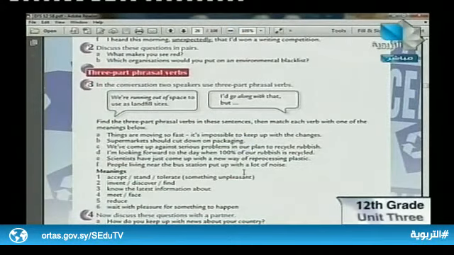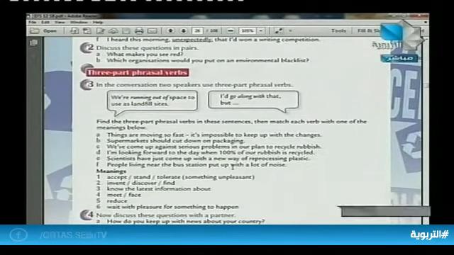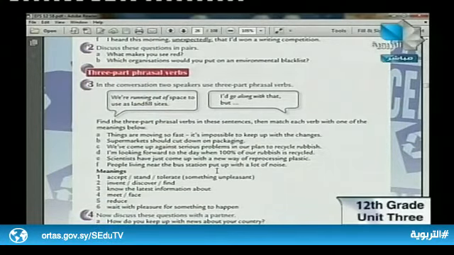People living near the bus station put up with a lot of noise. Put up with is a phrasal verb, and it goes with the first one. I think from the context, the students can understand clearly the meaning of the phrasal verb.